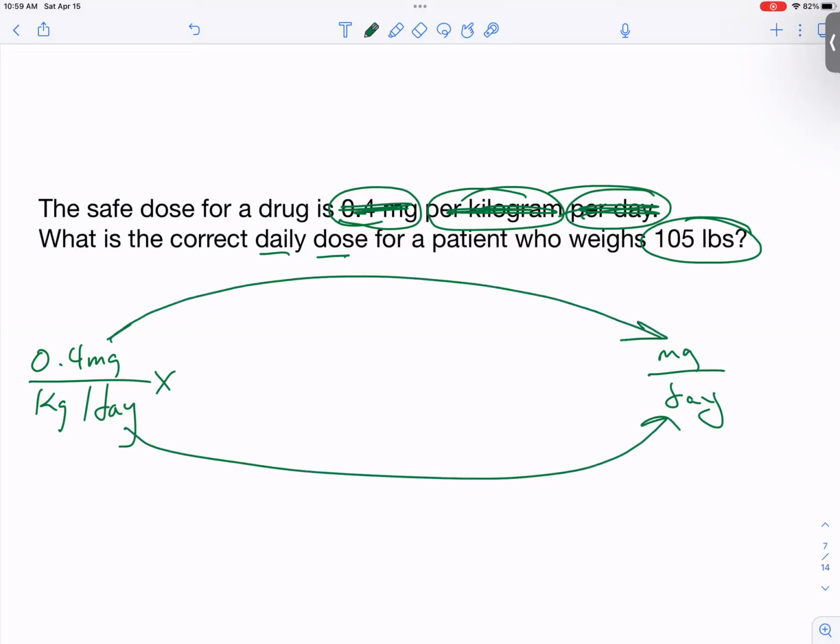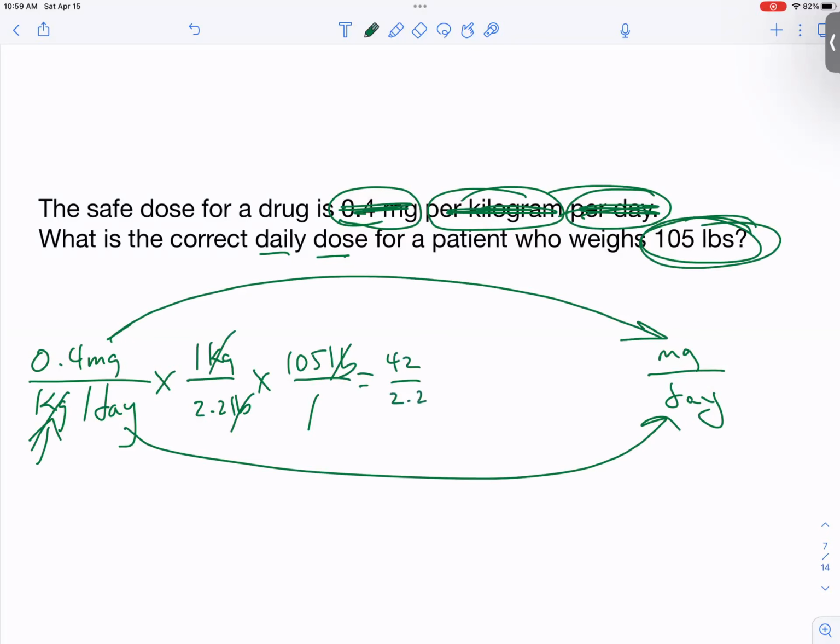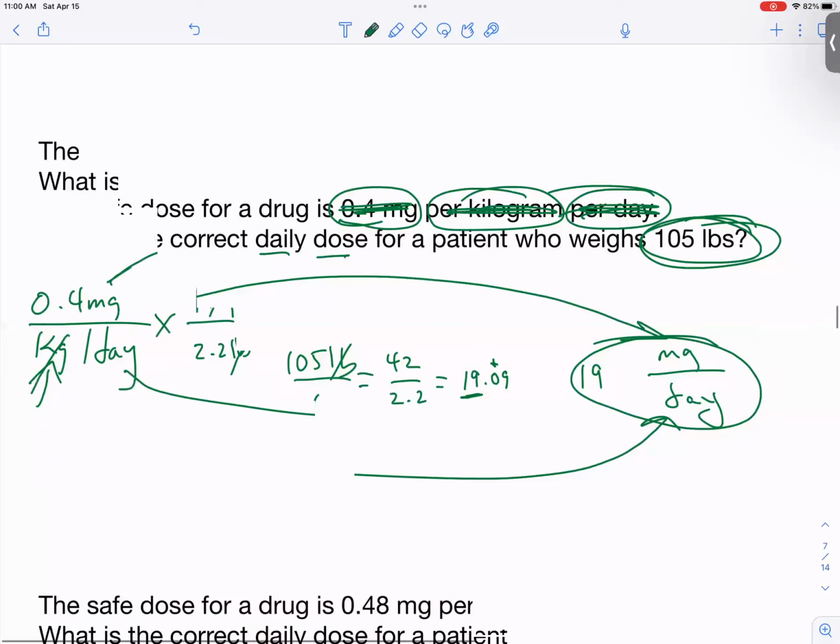I have milligram. All I have to do is get rid of kilogram, but the weight is in pounds. So 1 kilogram is 2.2 pounds, and the patient weighs 105 pounds. Put that over 1, keeps me focused. Now I just do math, and it's 42 over 2.2, and when I divide, it'll give me 19.09. Anything 10 and up, I round to the whole number. That is not 5 and up, so I'm going to give 19 milligrams a day in total.